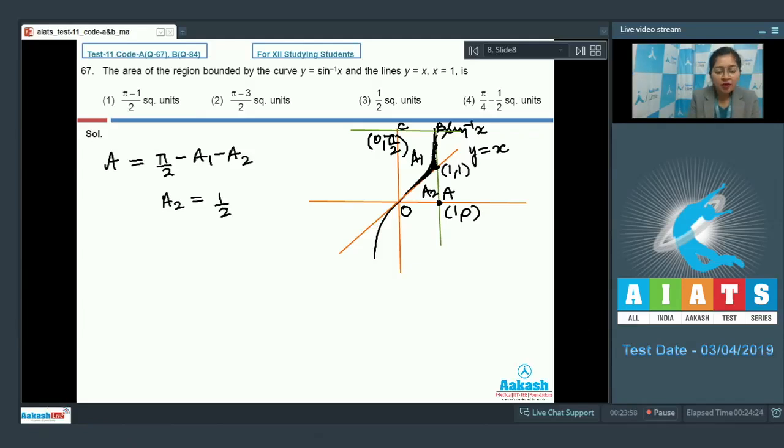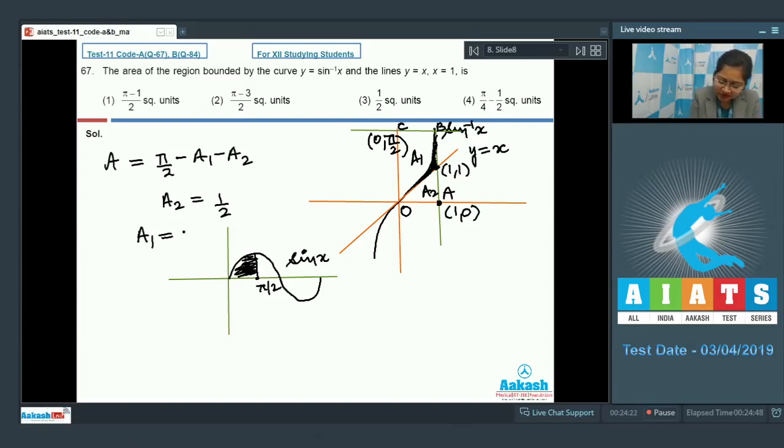Now, we have to find the area A1. That is, area A1 can be simply found by finding the area of sin x from x equal to 0 to pi by 2. That is this area, right? And we know that this area is equal to 1. So, we can say that area A1 is equal to 1. Hence, directly area A can be found as pi by 2 minus half minus 1. That is equal to pi by 2 minus 3 by 2. That is equal to pi minus 3 upon 2 square units. That is, the correct answer is given in option number 2.